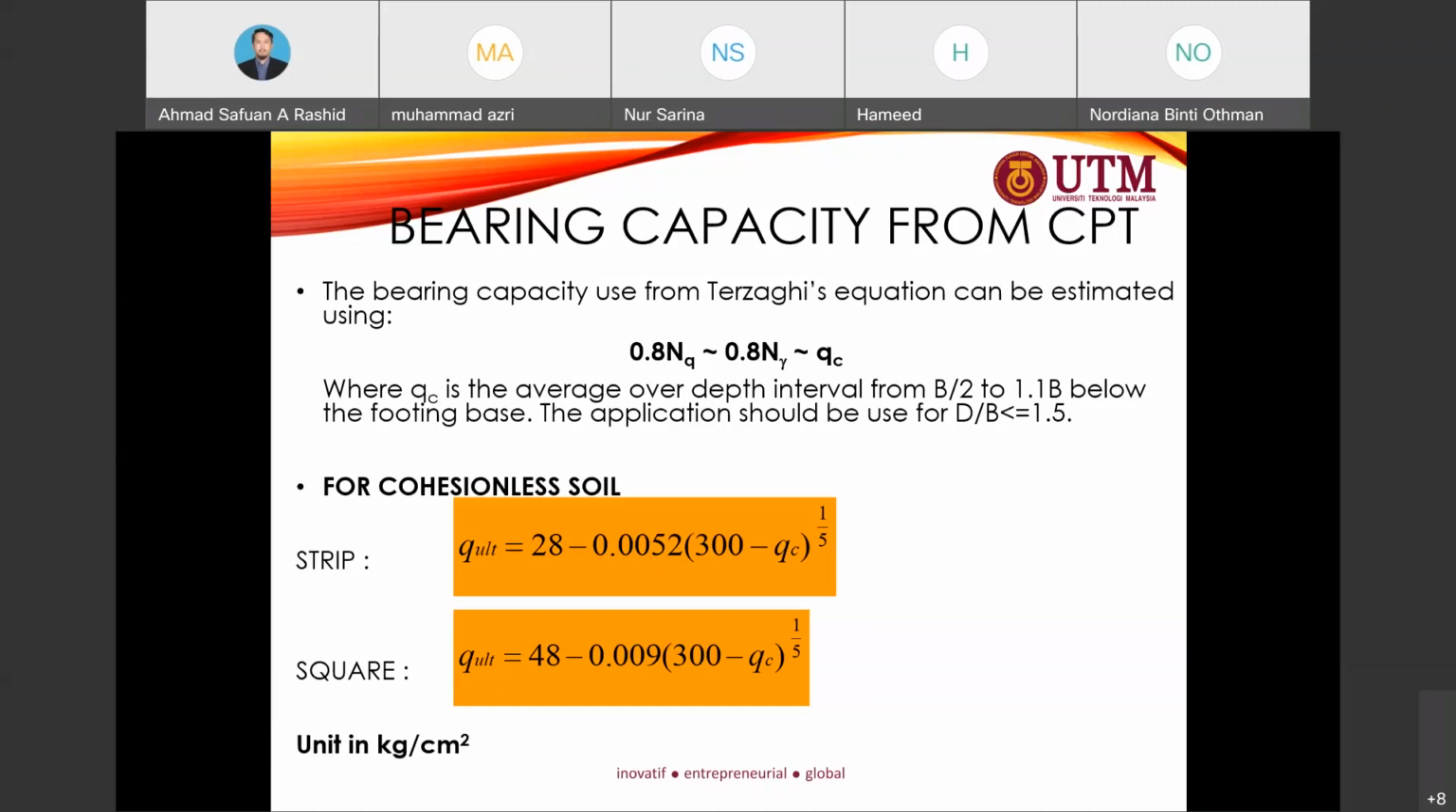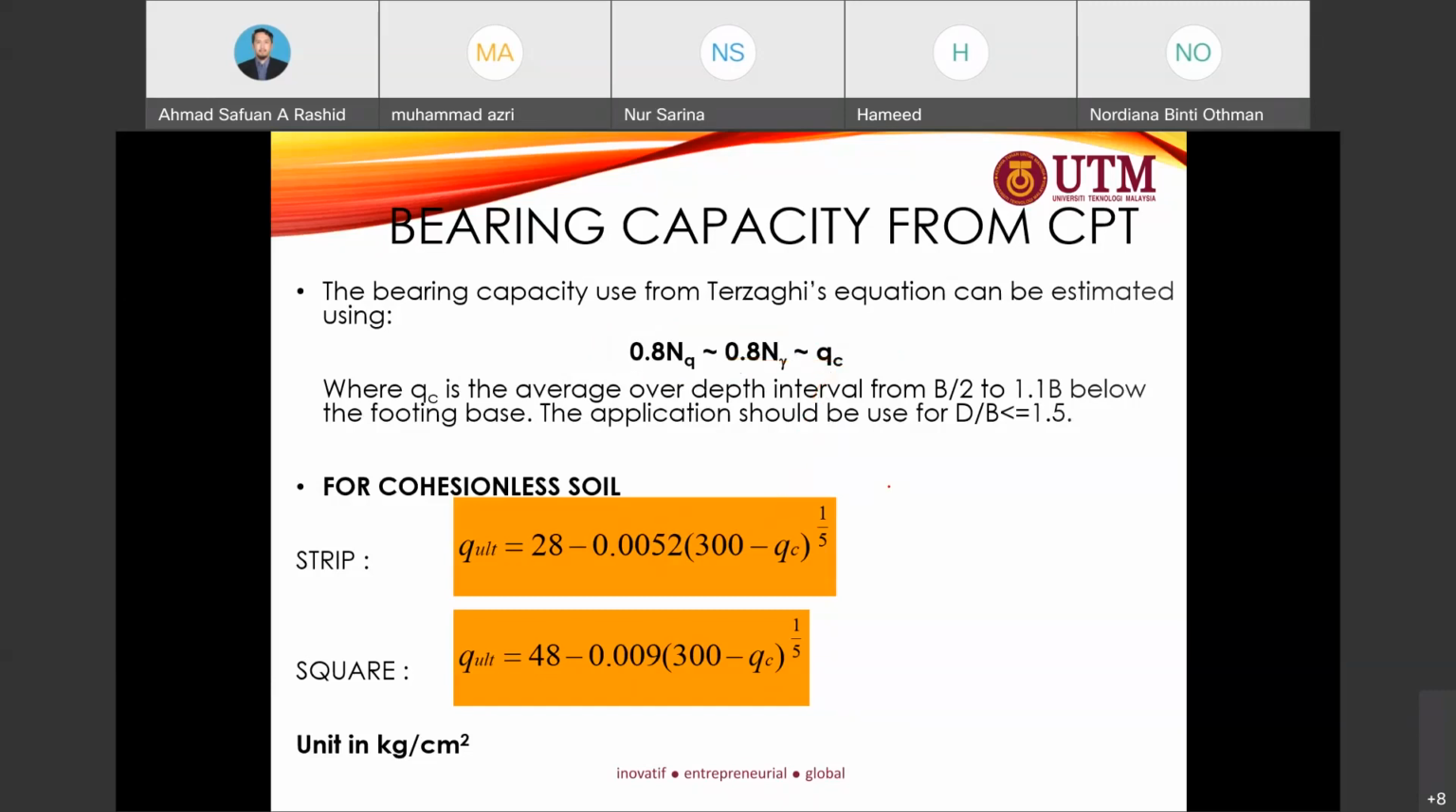So for cohesionless soil, the ultimate bearing capacity QU can be approximated from here: 28 minus 0.0052 times (300 minus QC) to the power of 1 over 5. That is for the strip, and for the square, that is the value that should be used to get the QU ultimate.